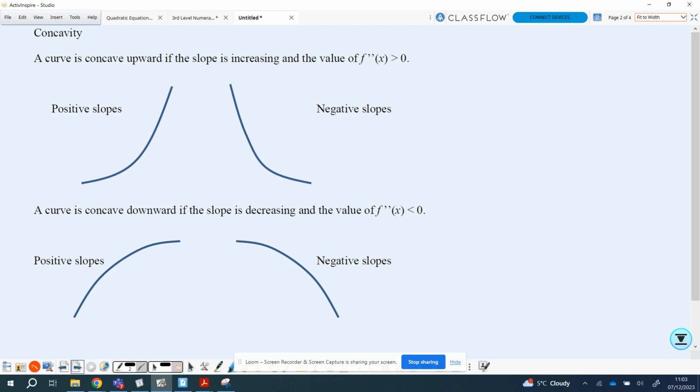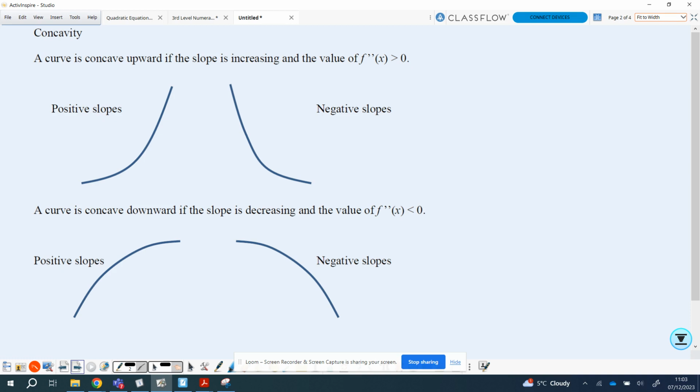f double dash of x greater than 0 means we have a minimum turning point, and you can see from these directions here, if I continue with this, I would end up with a minimum turning point regarding a positive or negative slope. A curve is concave downwards if it is the opposite, if the second derivative is less than 0, and you'd end up with a maximal point there if it was your turning point. So that's just a wee bit of expansion on concavity. Again, you can pause the video, copy that down, and then we can listen back.